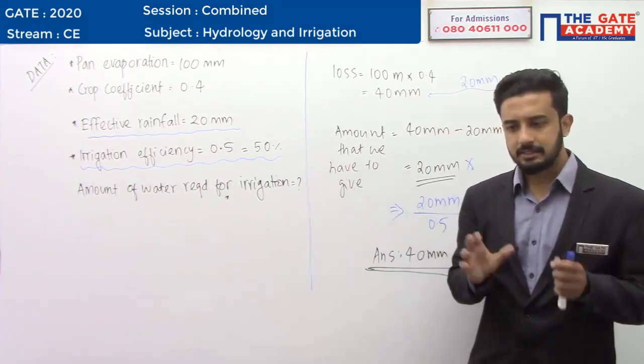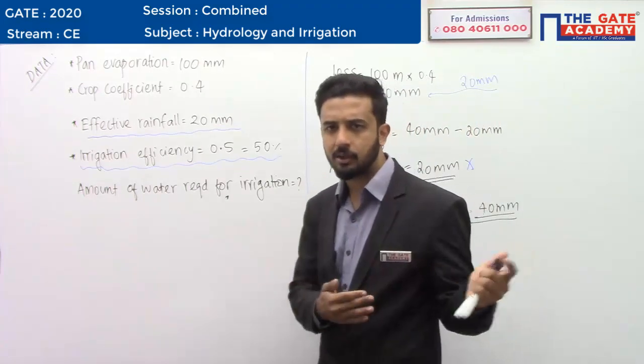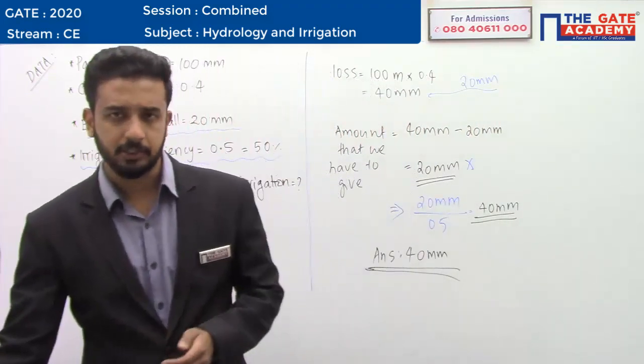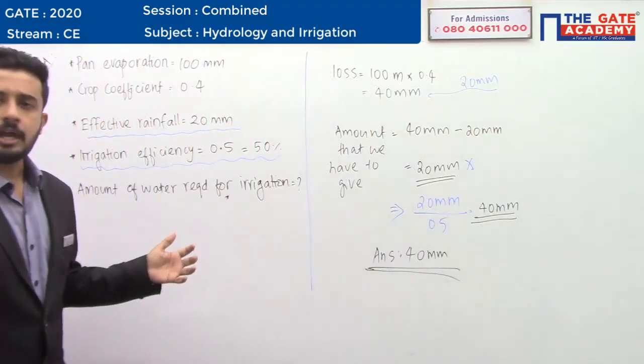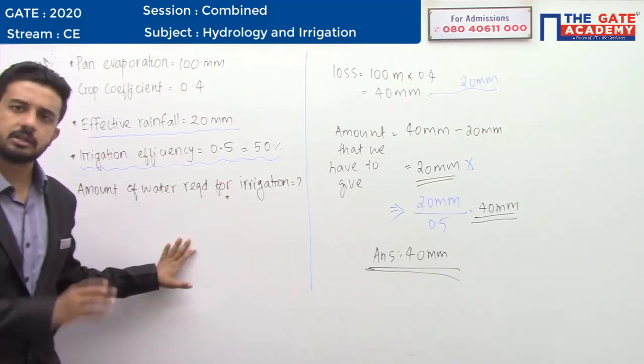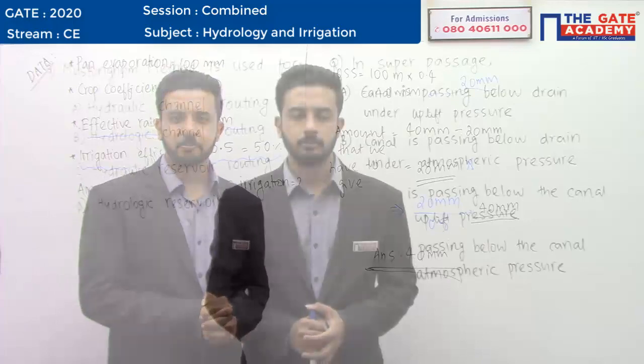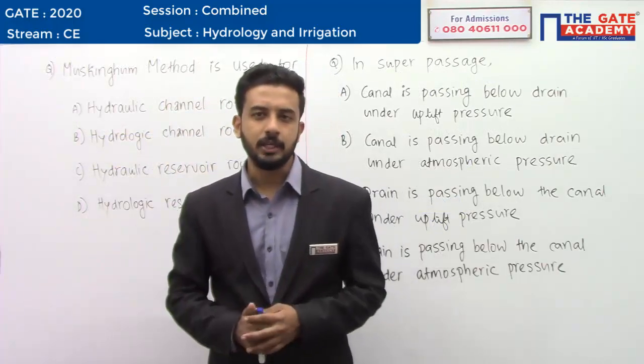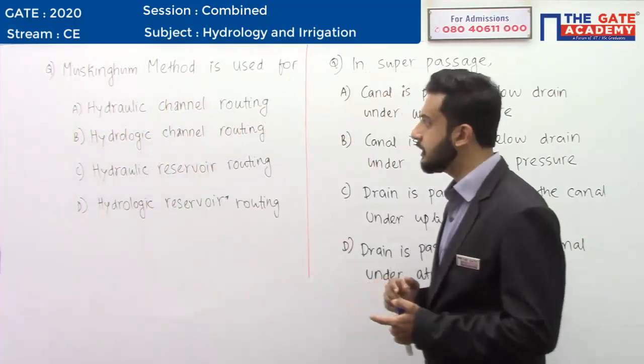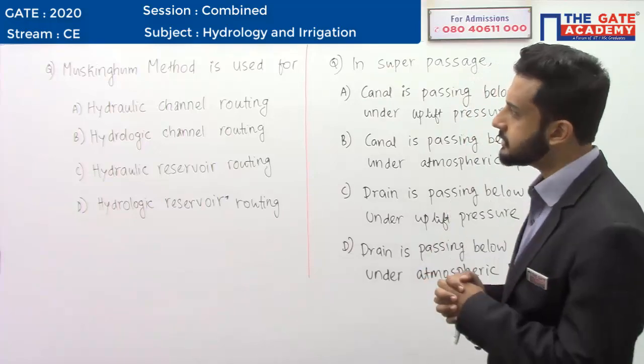Generally, we will be seeing the word pan coefficient to calculate the actual evaporation and all. Na? Hope everyone has solved this easy question. Concept wise, it is very easy to solve, right? Hope you understood. Now we'll be seeing two theory questions which were asked in the afternoon sessions.